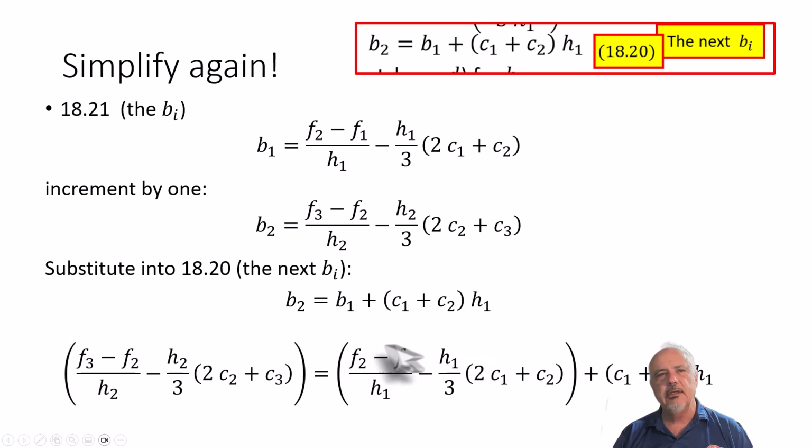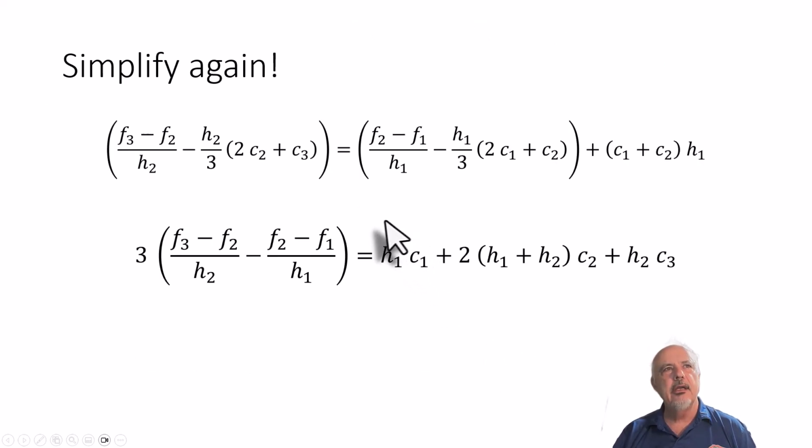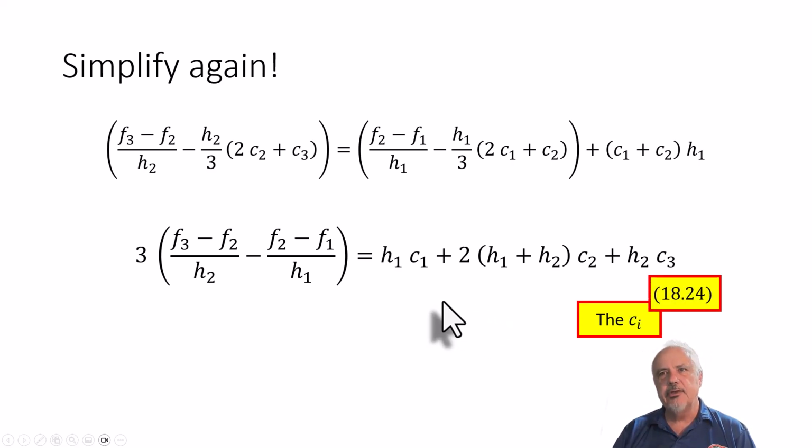I need the C equation. And it turns out I can take this one and simplify it a little bit more, put it into a very nice form where I have stuff I know over here, and then I have my H's, of course, over here, and I don't know the C's. So I've got a very nice equation in terms of C's. All right, so I call that 1824, and I called it the CI equation.